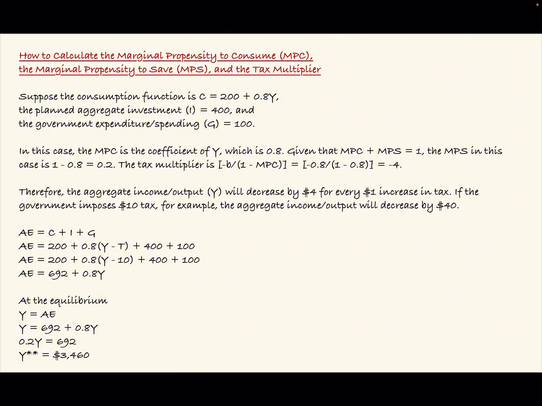Remember, at the equilibrium, y equals AE. Now, we have defined earlier that AE equals 692 plus 0.8y. After subtracting 0.8y from the right-hand side and left-hand side of the equation, we have 0.2y equals 692. After dividing both sides by 0.2, we have y double star, our equilibrium aggregate income or output, equals $3,460.